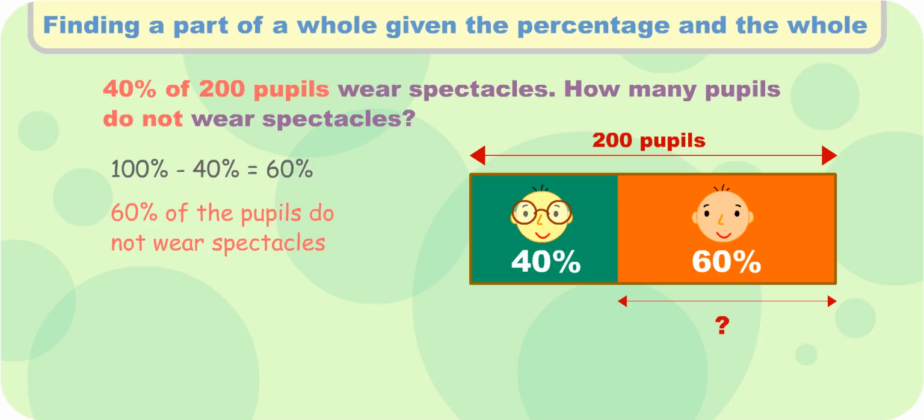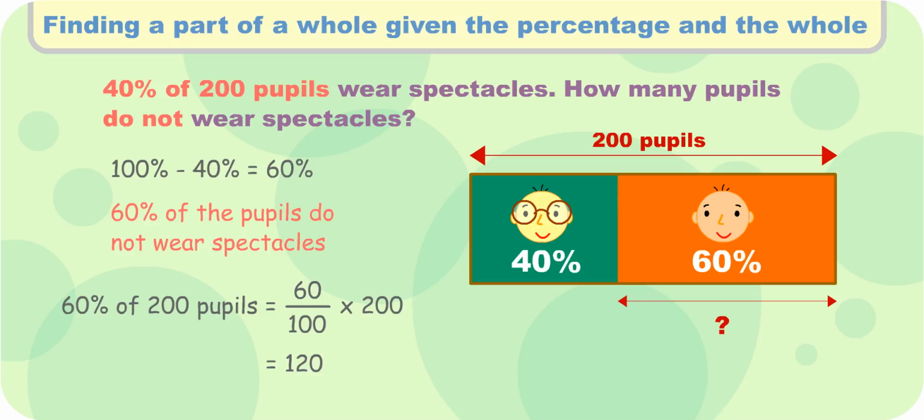So 60% of the pupils is equals to 60 over 100 times 200, which is equals to 120. So 120 pupils do not wear spectacles.